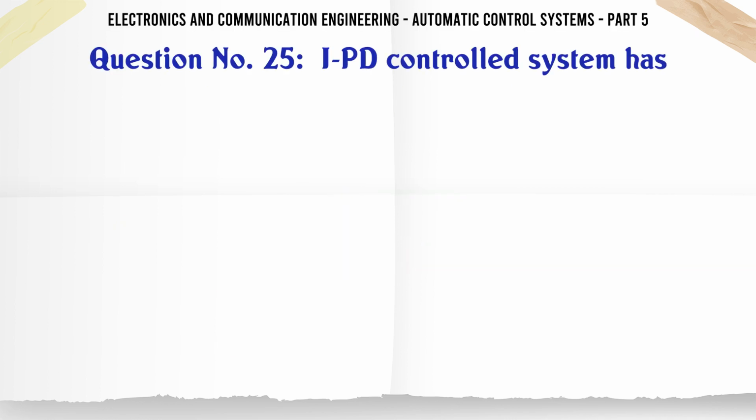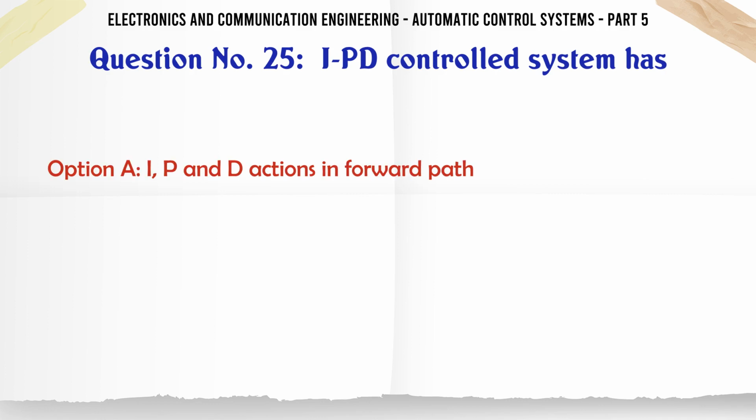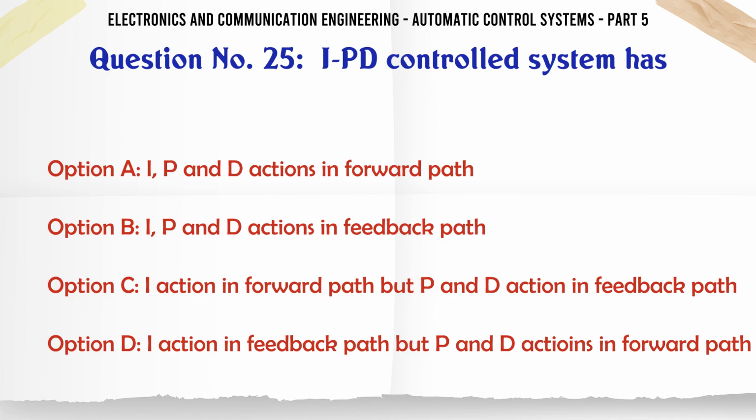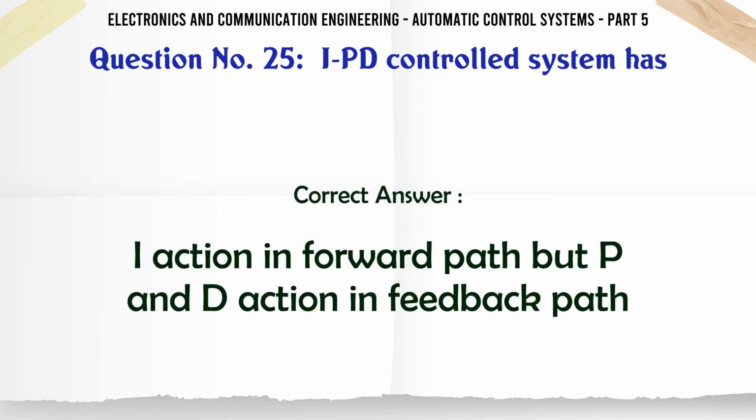IPD controlled system has A. IP and D actions in forward path, B. IP and D actions in feedback path, C. I action in forward path but P and D action in feedback path, D. I action in feedback path but P and D actions in forward path. The correct answer is I action in forward path but P and D action in feedback path.